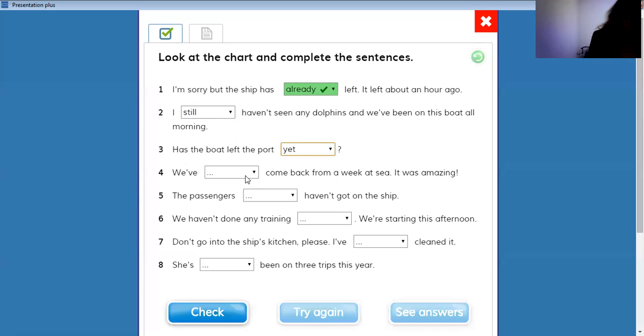Now the next, we have, still, yet is incorrect, already, yes. What is okay? Number 4. Exercise 2. What do you think about this? Okay. Number 4. I think it's yes. Good. Number 5. Still. Number 6. What do you think? Okay, yet. Number 7. We can use yes.